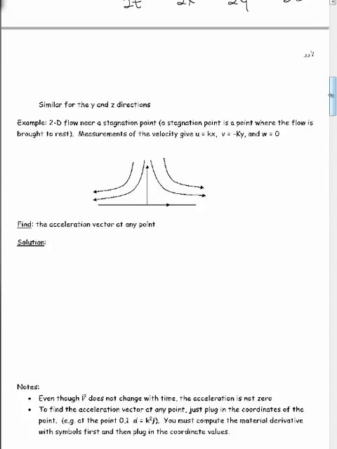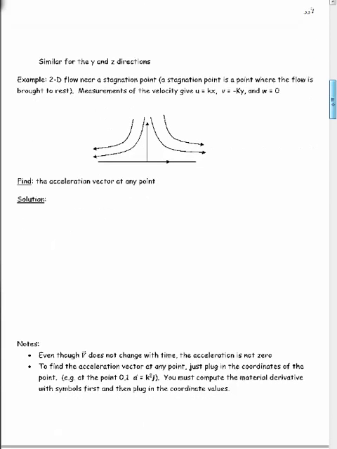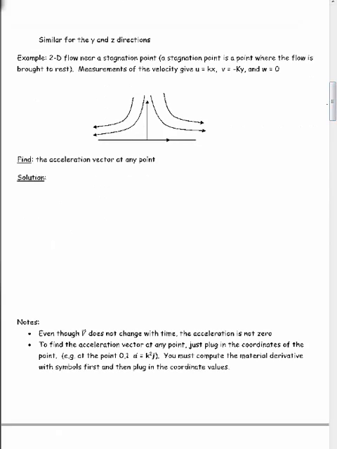Okay, so let's just do an example of finding our acceleration for something where we already happen to know the velocities. So this example is a stagnation point, kind of like what we had on the front of our pitot probe or the front of our cylinder in the wind tunnel, right where that wind hits head on. Let's say we got some measurements and we found that u, which is the x component of velocity, equals kx, and v equals minus ky, and w equals 0. It's a 2D flow, so there's nothing coming out of the page.